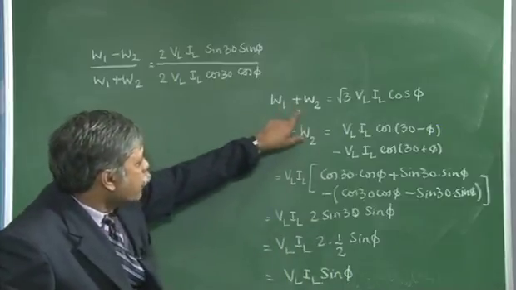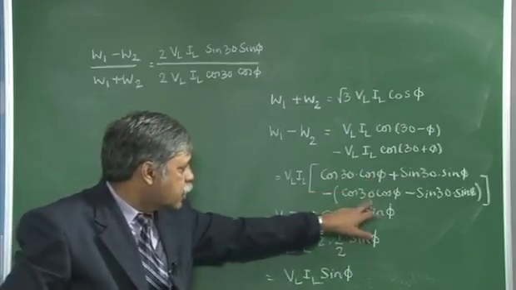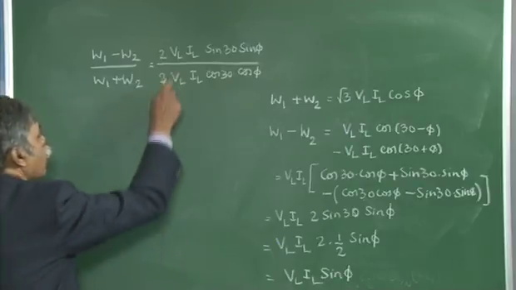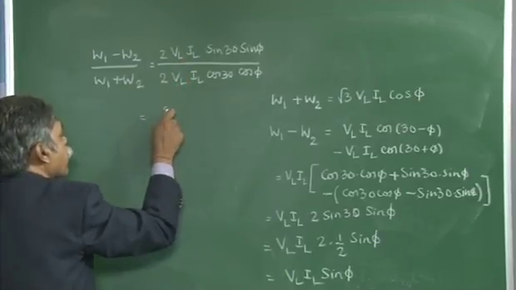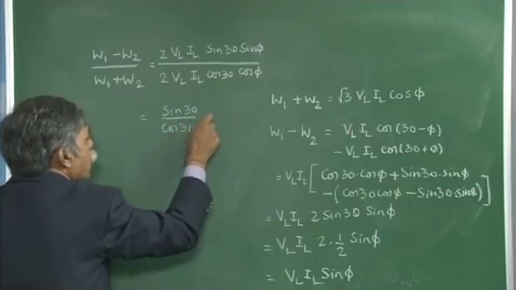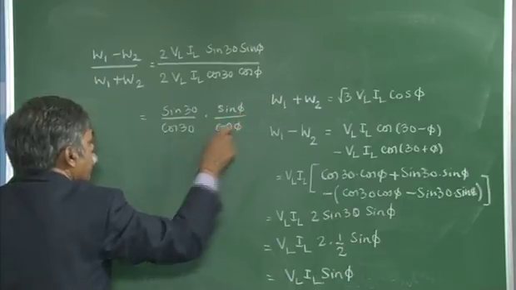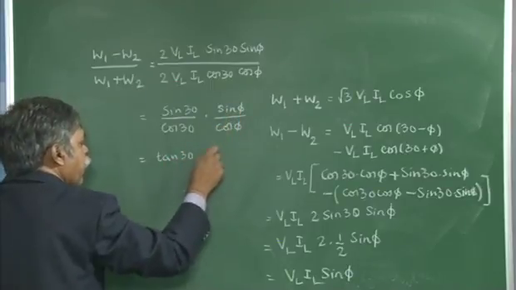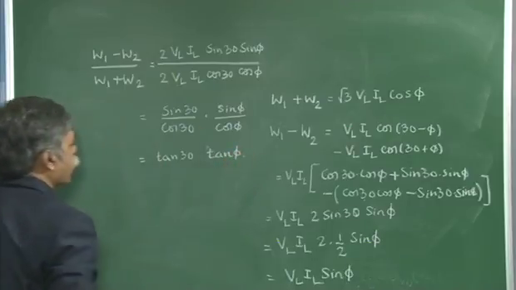Same way, the addition W1 plus W2 will give us VL IL cos 30 cos phi plus cos 30 cos phi, so 2 cos 30 cos phi. Now the same voltages and same currents are there, therefore this ratio can be written as sin 30 upon cos 30 times sin phi upon cos phi. So sin 30 upon cos 30 will give you tan 30, and sin phi upon cos phi will give us tan phi, the tangent of the angle.